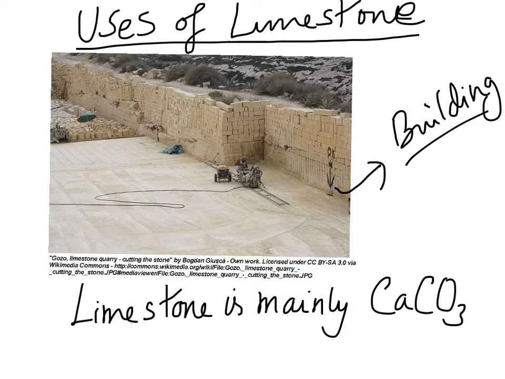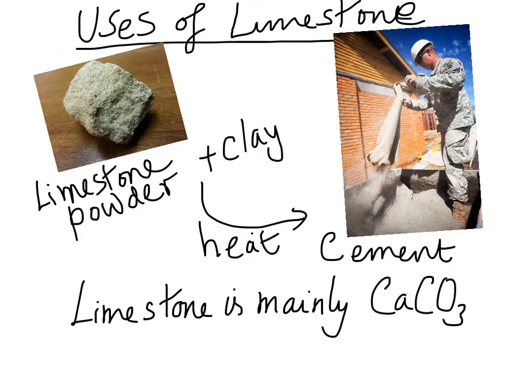However, there are lots of other uses of limestone. When it is turned into something else, such as cement, you get many other uses. Let's have a look at some of them. What you see here is one use of limestone. Limestone is crushed into powder, mixed with clay, and heated very strongly. You get cement.